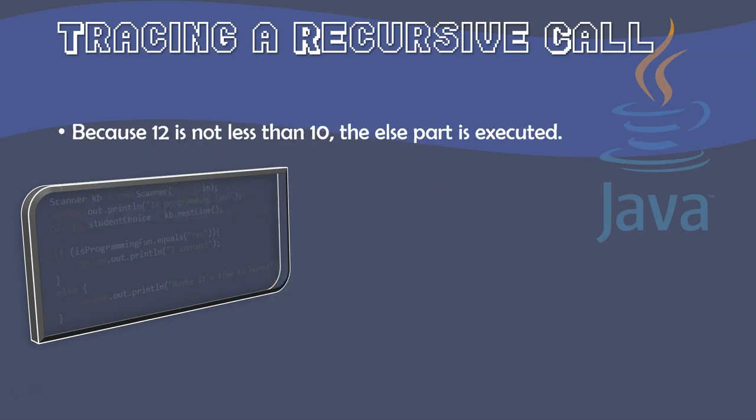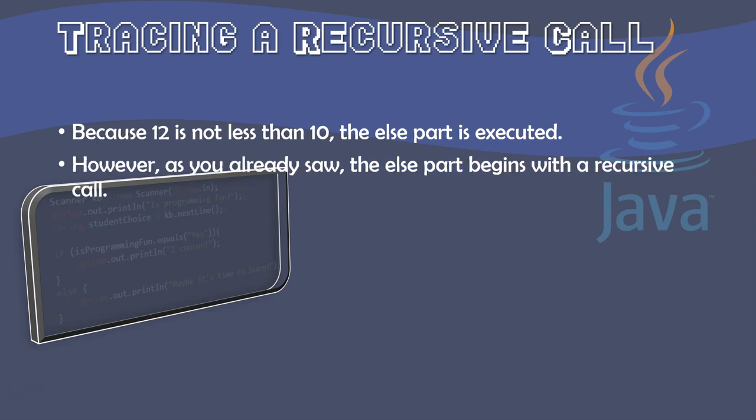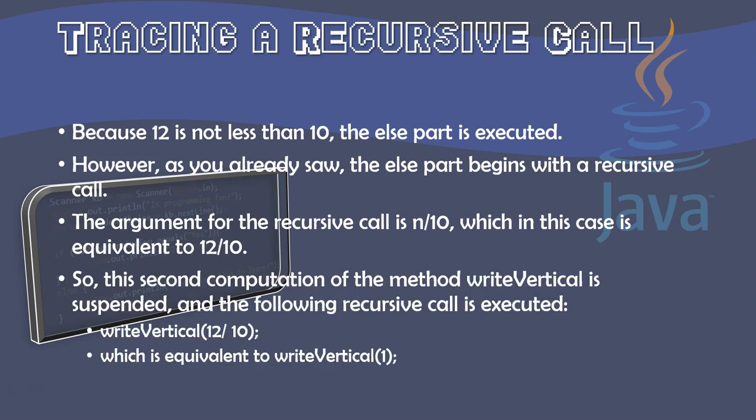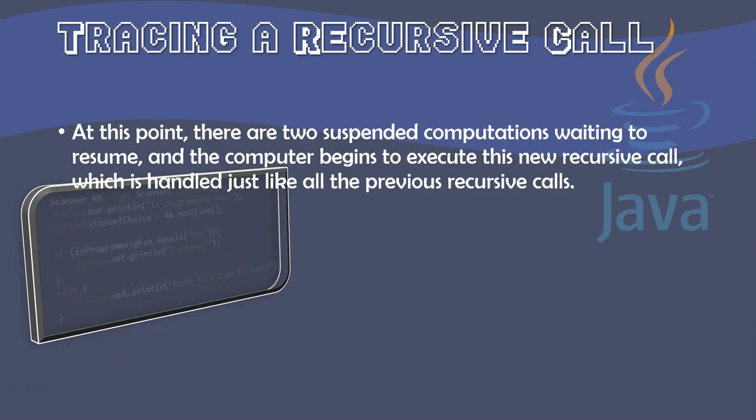Because 12, though, is not less than 10, again we're going to go into the else part. However, as we already saw, and you probably might have predicted, the else part begins with a recursive call. And the argument for the recursive call is n divided by 10, which in this case is 12 divided by 10. So the second computation of the method writeVertical is suspended, and the following recursive call is then executed: writeVertical 12 divided by 10, which is equivalent to writeVertical 1. At this point, there are two suspended computations. We have the writeVertical 123 and writeVertical 12 that are waiting to be resumed.